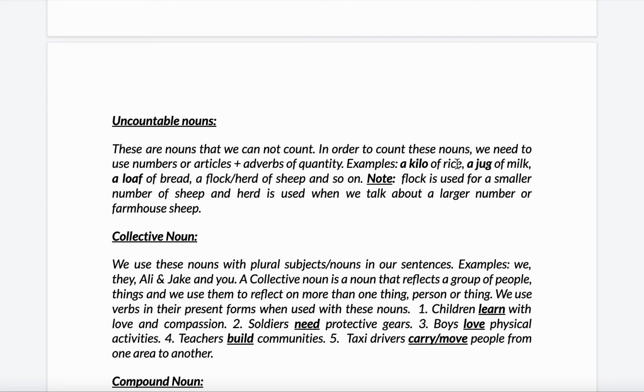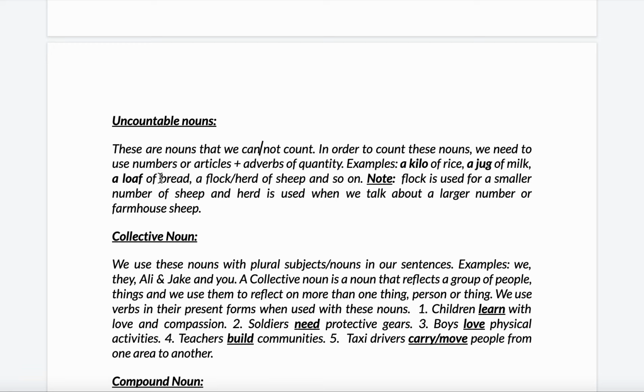In order to count these nouns, we need to use numbers or articles plus adverbs of quantity. Examples: a kilo of rice. Why do we say a kilo of rice? Because we cannot count rice. A jug of milk. We cannot count milk, so we have to use an article, and this jug is a noun. So, a loaf of bread. We cannot say give me a bread.